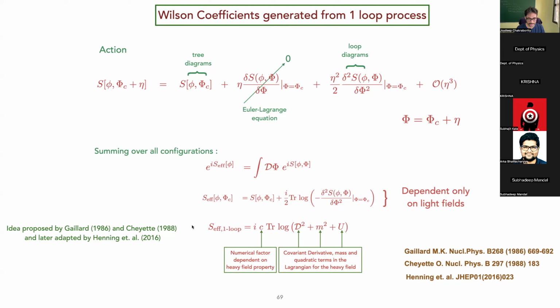From there, the effective action is nothing but the trace log of this operator. What is left is to calculate only this quantity. Once you compute this quantity, you compute all the one-loop generated effective operators. And that's how we calculate the one-loop effective action. Up to this part, any question?